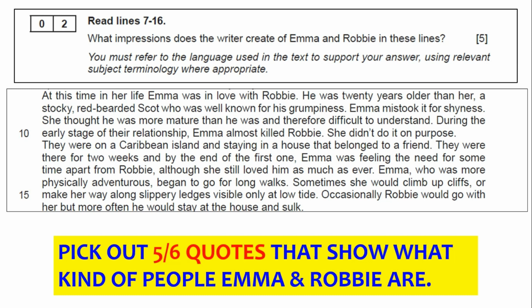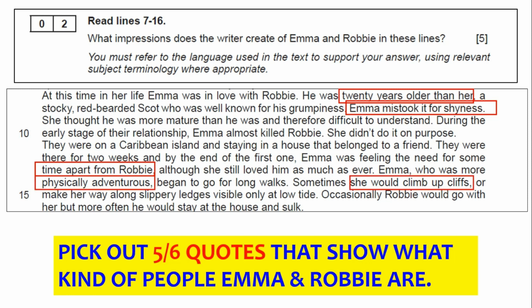So you need to pick out 5 or 6 quotes that show what kind of people Emma and Robbie are. So the quotes I'd pick out would be, "he was 20 years older than her." So Emma went for someone 20 years older than her. Maybe that tells us she's a bit maverick. She doesn't play by the rules. She doesn't care what society thinks. "Emma mistook it for shyness," so she mistook his grumpiness for shyness. We could say that she felt, even though she loved him, she did like some time apart.